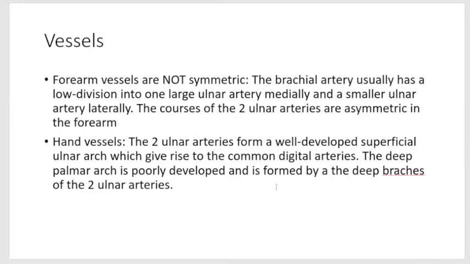The vessels, to me, are extremely interesting. I cannot explain it because everything is more or less symmetric except the vessels. The forearm vessels are not symmetric. You have a brachial artery you start with, and then it will usually have a low division, and it will divide into one large ulnar artery medially and a smaller one. We call it in this case, because it's mirror hand, a small ulnar artery on the lateral side. And the courses of the two ulnar arteries in the forearm are asymmetric.